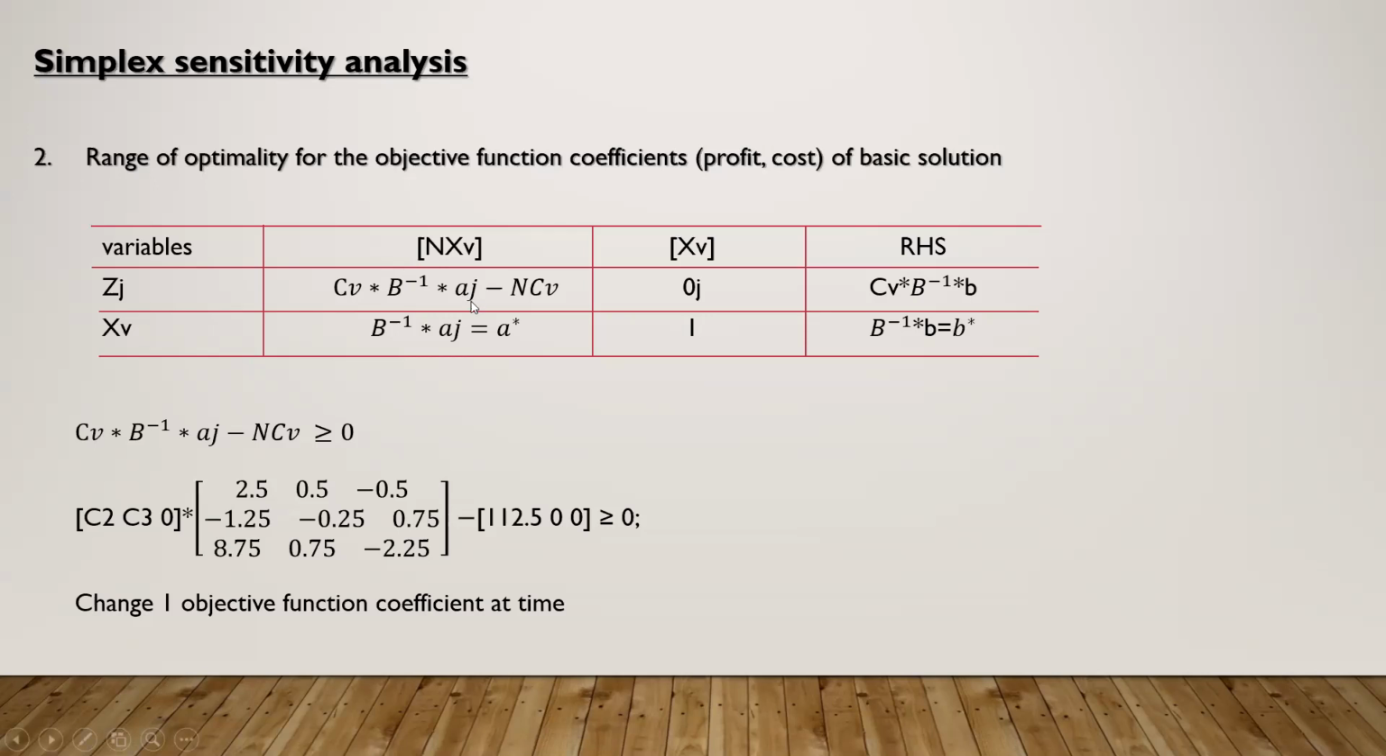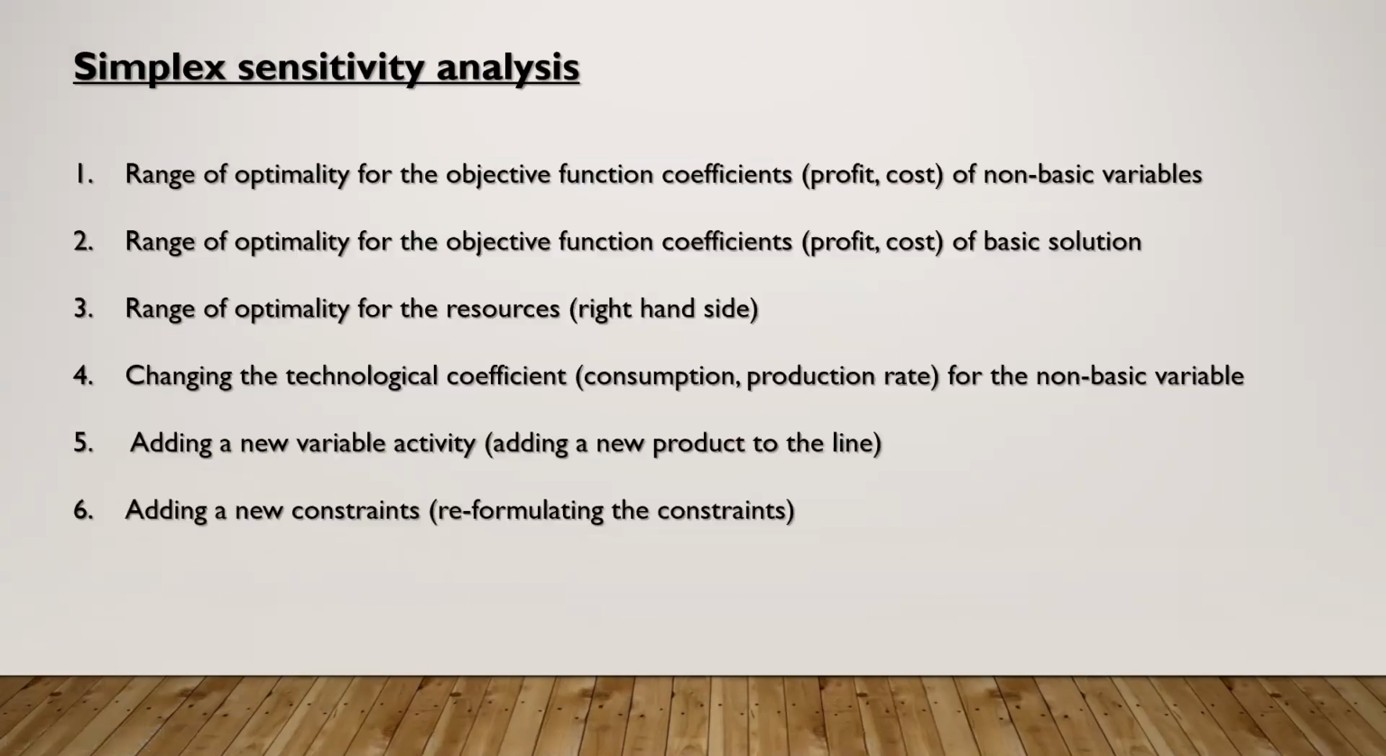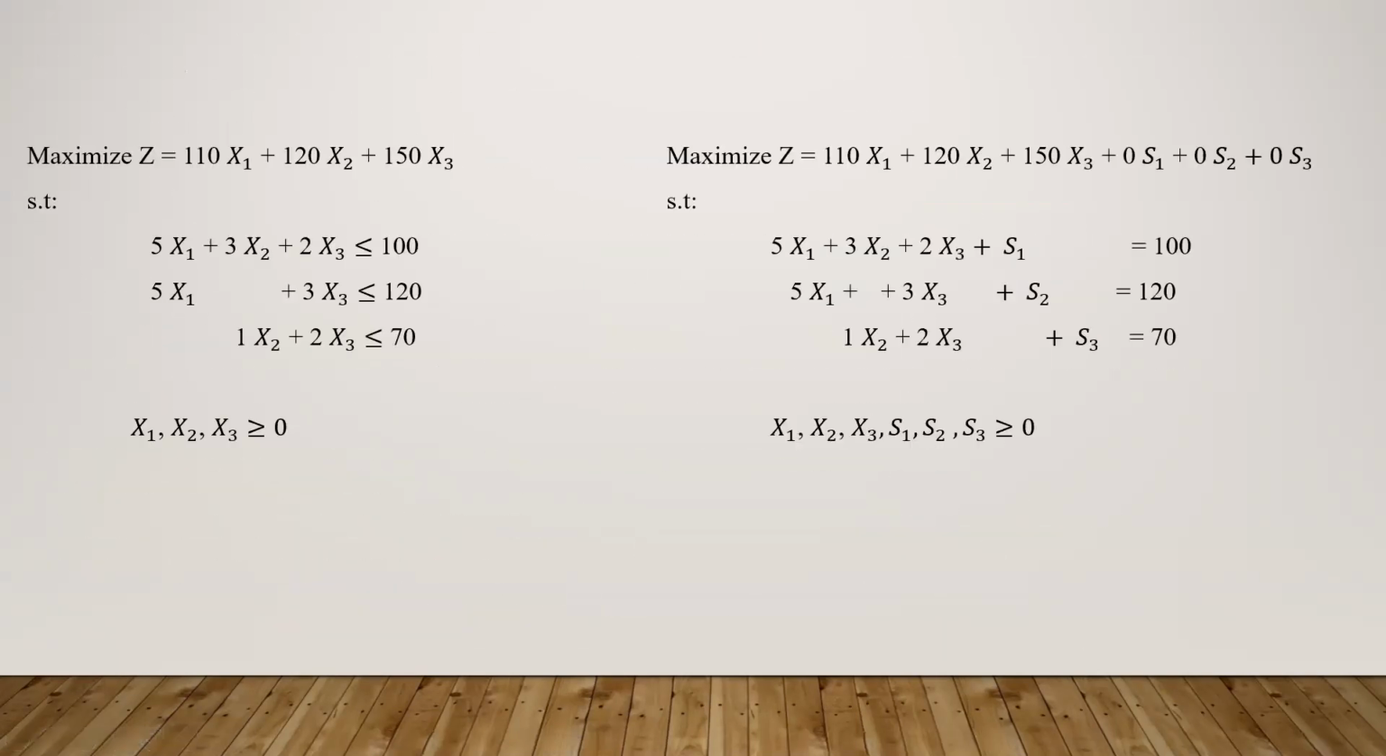Is it part of that matrix? Okay. Is that matrix B inverse times Aj, or is that matrix just B inverse? B inverse is the inverse of the technical coefficients for your basic variables. So you will name it in the first solution here. When you take this matrix, for example, you will reformulate it in standard form.